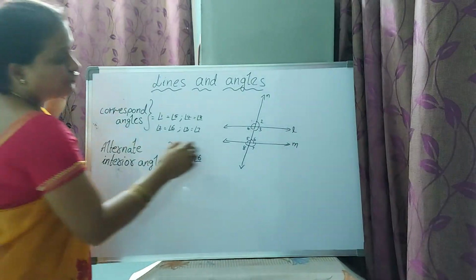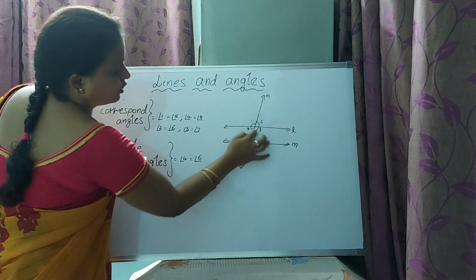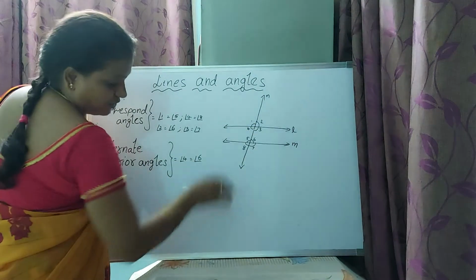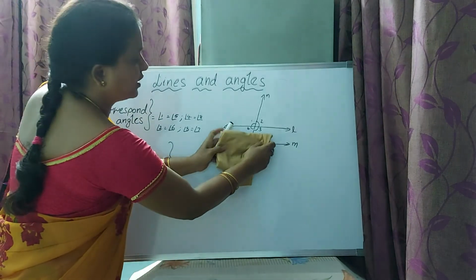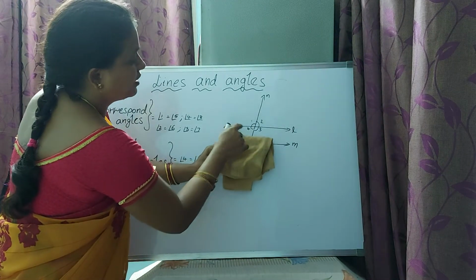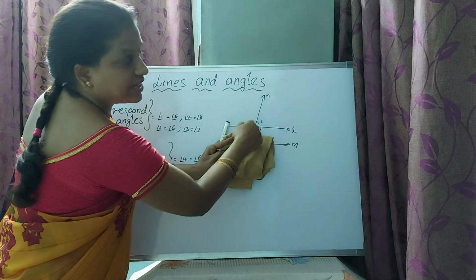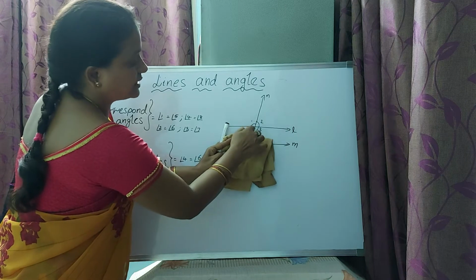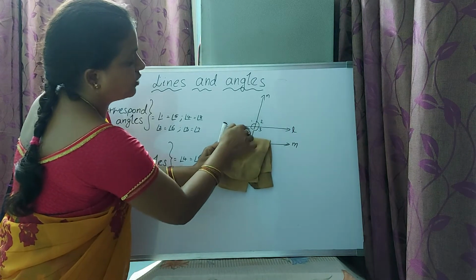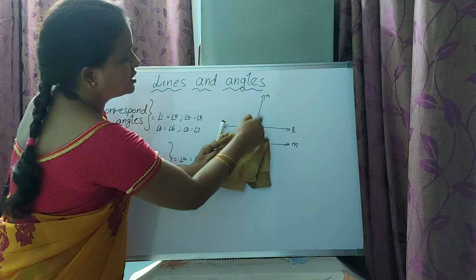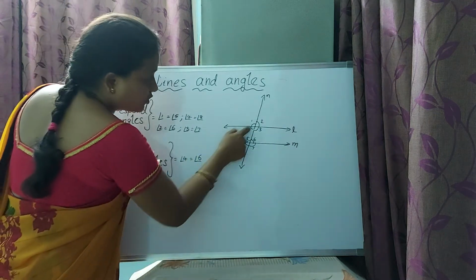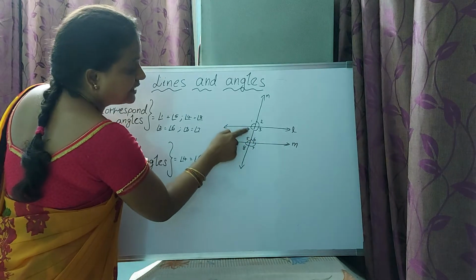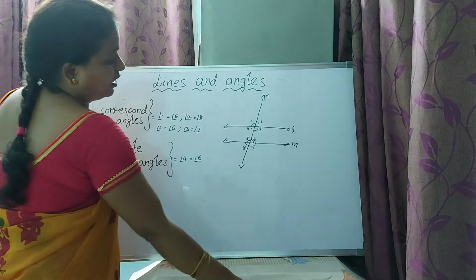If you take only this one, these two lines are intersecting lines. Forget about this one and observe only this one. Vertically opposite angles are equal. When two lines intersect at a point, vertically opposite angles are equal. Angle 4 is equal to angle 2. Angle 1 is equal to angle 3. If 4 is equal to 2, and 2 is equal to 6, that's why alternate interior angles are equal.